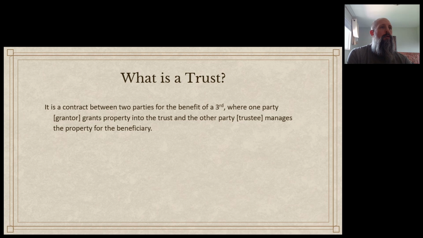There we go. All right, what is a trust? Okay, real simply, it's a contract. It's always a contract. It's a contract between two parties for the benefit of a third party, which makes it unique. It makes it a little different. Your standard contract is just two people buying, selling, doing whatever. But a trust is the same contract, but everything the trustee does is for the benefit of a third party.